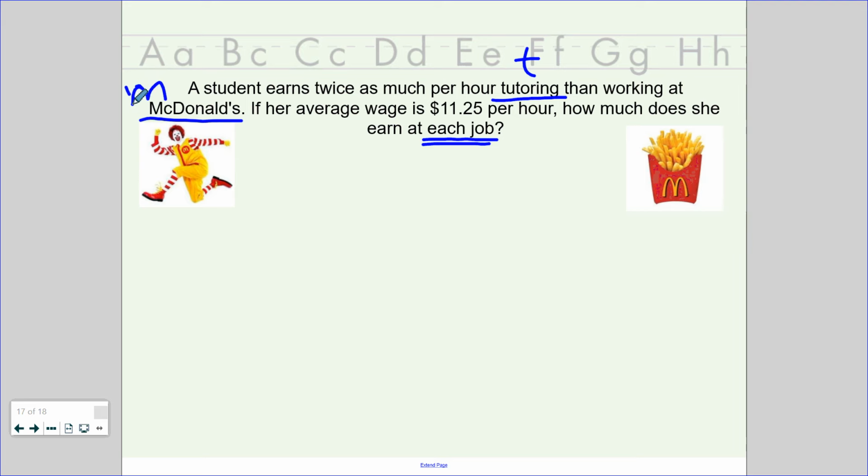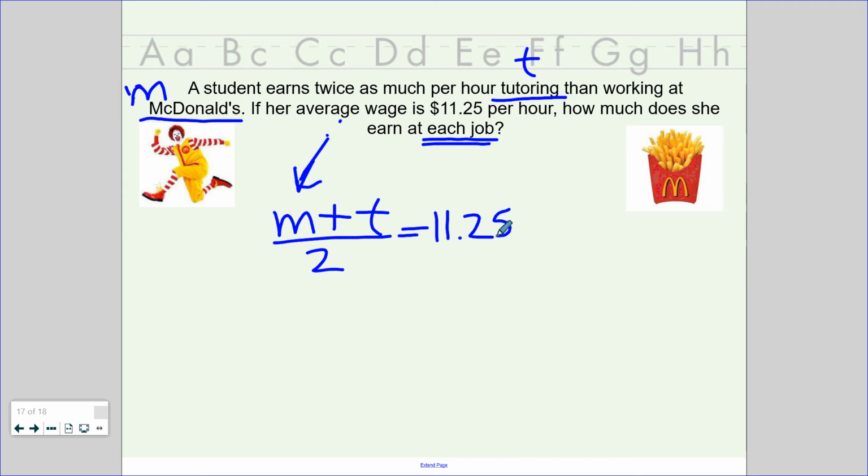She earns an average wage of $11.25 per hour. I'm going to start with that piece of information. When we average, we add up two or more things and divide by how many there are. So I'm going to add up her wages, divide by 2 because of her two jobs, and I get $11.25.